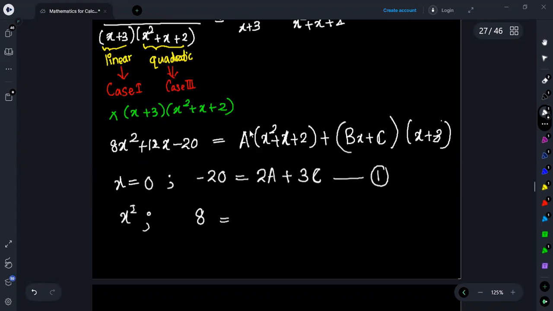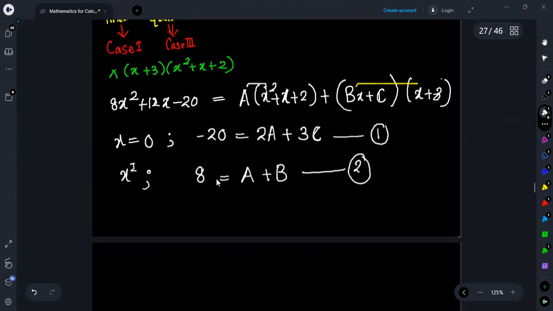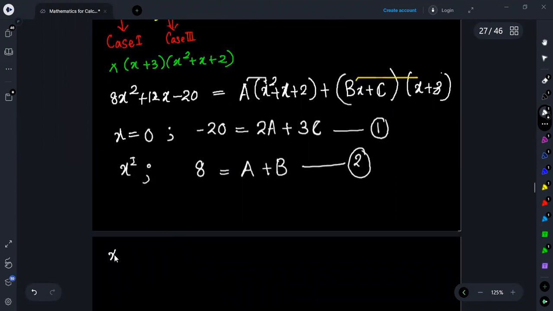And in the right hand side, if we multiply this a by this thing, we obtain the coefficient of x squared as a. And then if we multiply this with this, we obtain the coefficient of x squared as b. And we can obtain this as our second equation. And we are going to substitute the value. Let's substitute x equals minus 3 into both sides.